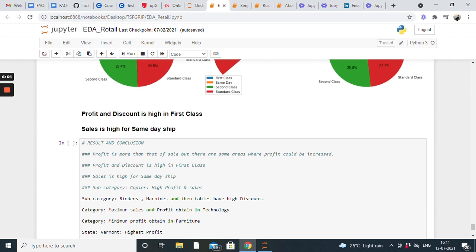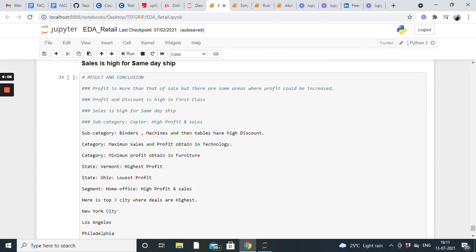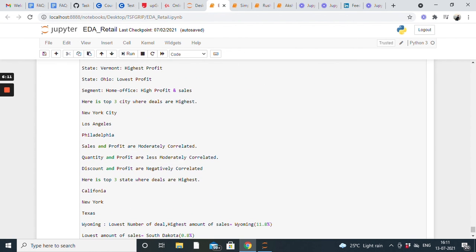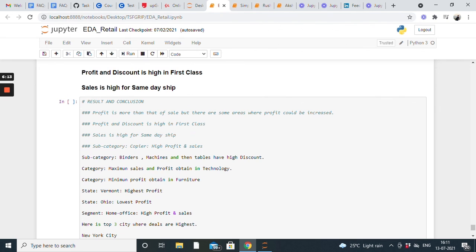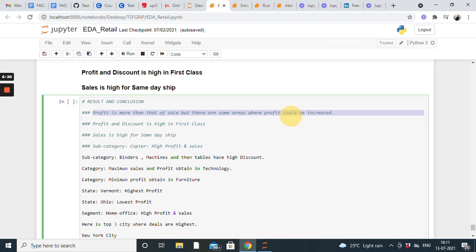Now we go with the last part, the result and conclusion. The first conclusion: profit is more than that of sales, but there are some areas where profit could be increased. Profit and discount are high in first class. Sales is high for same-day ship.